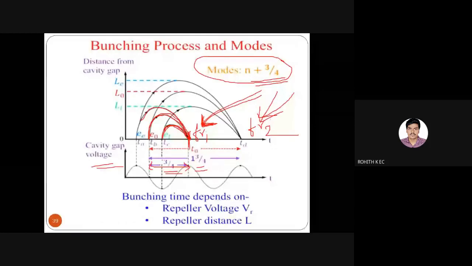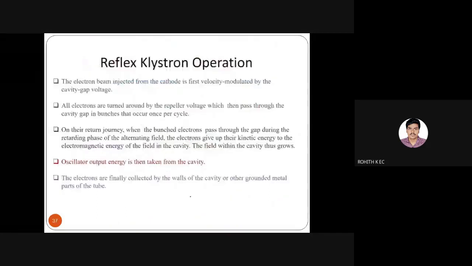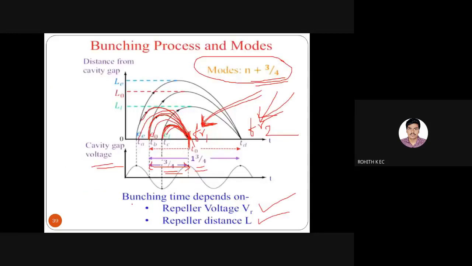And as I've told you, the bunching of these electrons depends on the voltage connected to the repeller and the distance between the grid and the plate, that is L. So here, from here to here, what is the distance? This is the repeller space. So depending on that distance, we will have the bunching time.